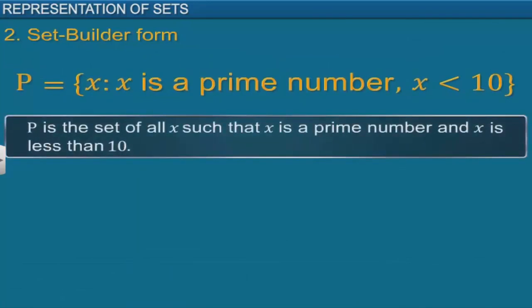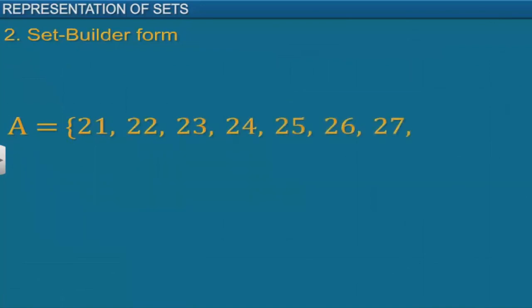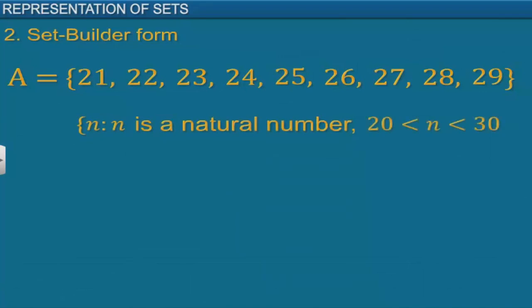As another example, let's represent the set of natural numbers between 20 and 30 using the set builder form. Here is the set of natural numbers between 20 and 30. Here, we consider any element in the set as n. n is a natural number, and n lies between 20 and 30. We name this set A. We read this set as follows. A is the set of all n such that n is a natural number, and n lies between 20 and 30.